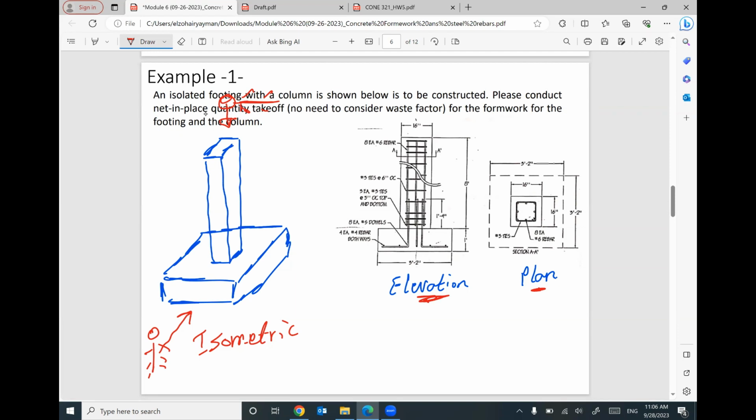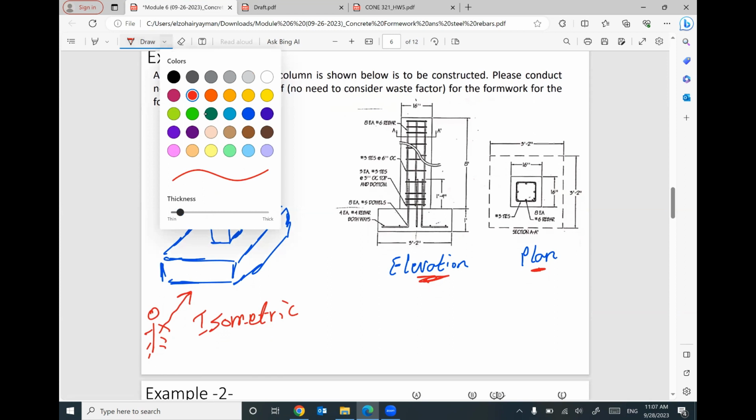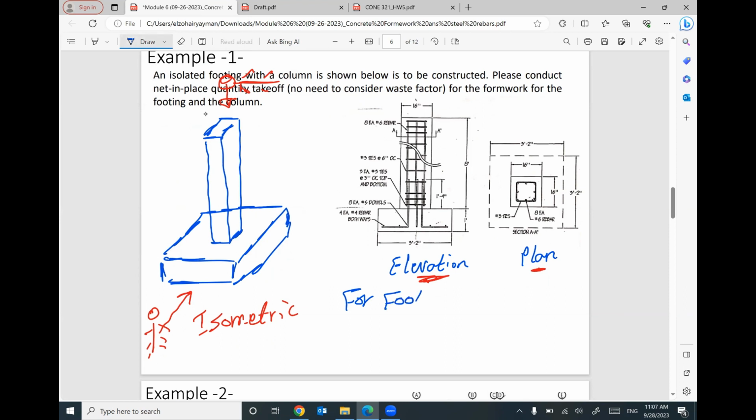This column and this footing are to be constructed. Please conduct a net in-place quantity takeoff for the formwork of the footing and the column. So we need to figure out how much area of formwork for the footing. As I mentioned before, for footing, we need to consider the four sides, this side and this side, and the same, this side and this side. That means I need to figure out the perimeter of this footing, this length plus this length plus this length plus this length, and then I will multiply it by the thickness.